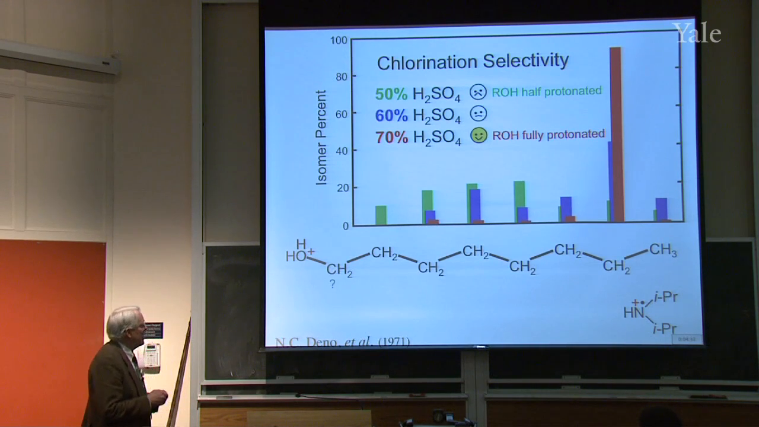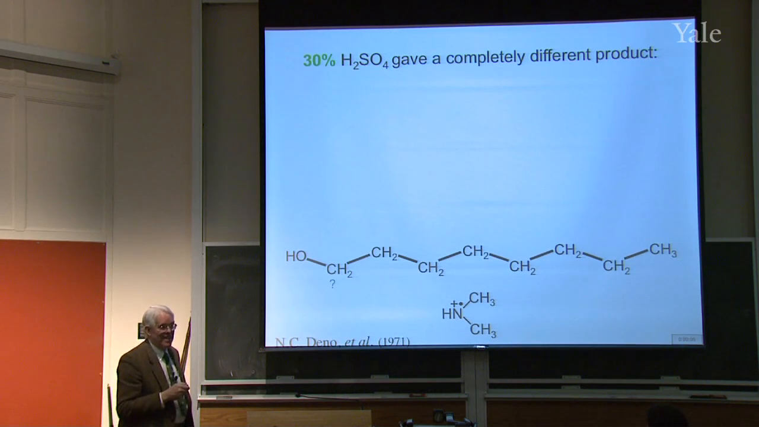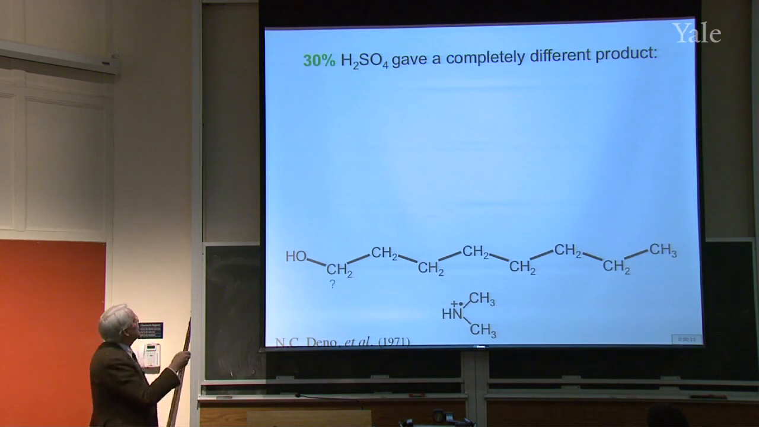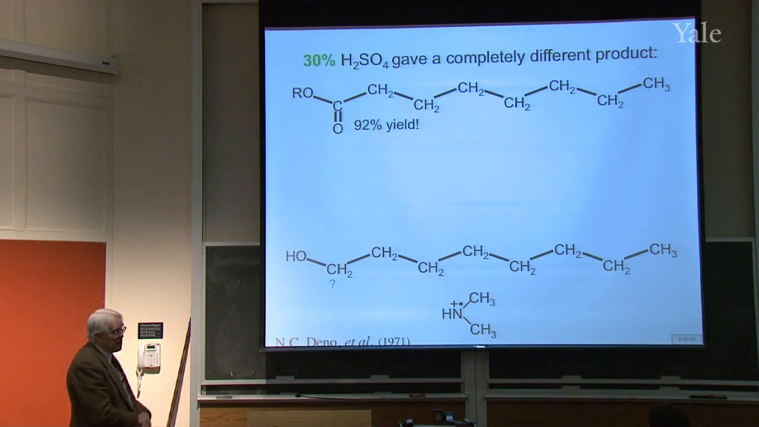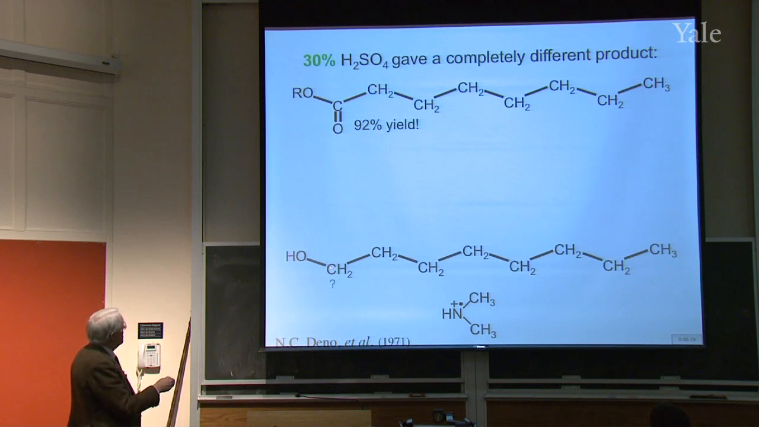And this is going to be related to your next problem. If you use 30% sulfuric acid, then you get a completely different product. Remember, I went 50, 60, 70. But if you use 30% sulfuric acid, then you get that product. This carbon becomes an ester or an acid. So this carbon gets oxidized.